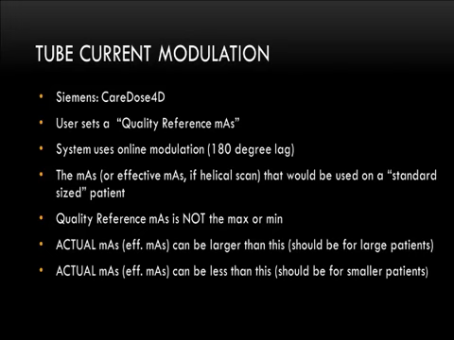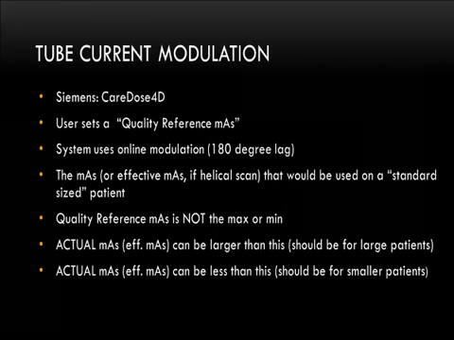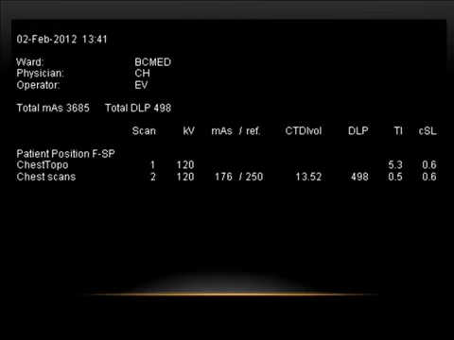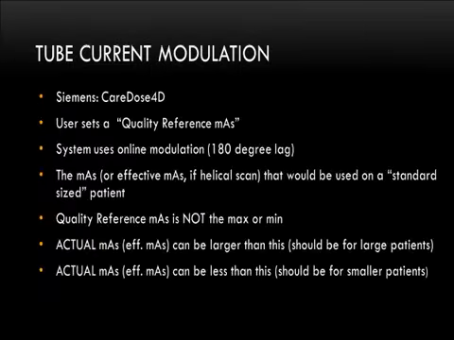The actual MAS or effective MAS can be larger than this, and it should be for larger patients, okay? You're saying this is what I want for a standard size patient. For a larger patient, I do want that to go up. I want better image quality than what I would have gotten at that same MAS. It can be less than this quality reference MAS for smaller patients. And you see that in that dose report that I had there: here's the quality reference MAS, and here's the actual average MAS. And that probably means that patient was smaller than average, smaller than standard. So just be aware of what that term means.